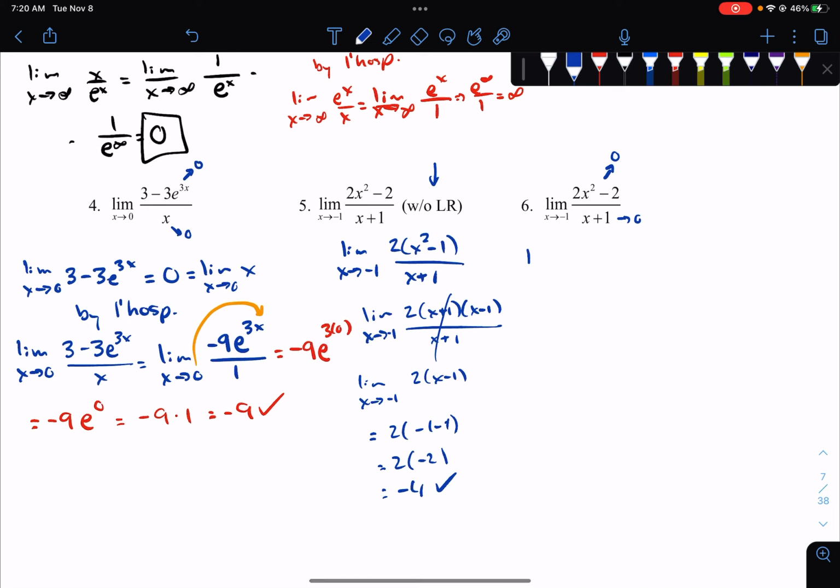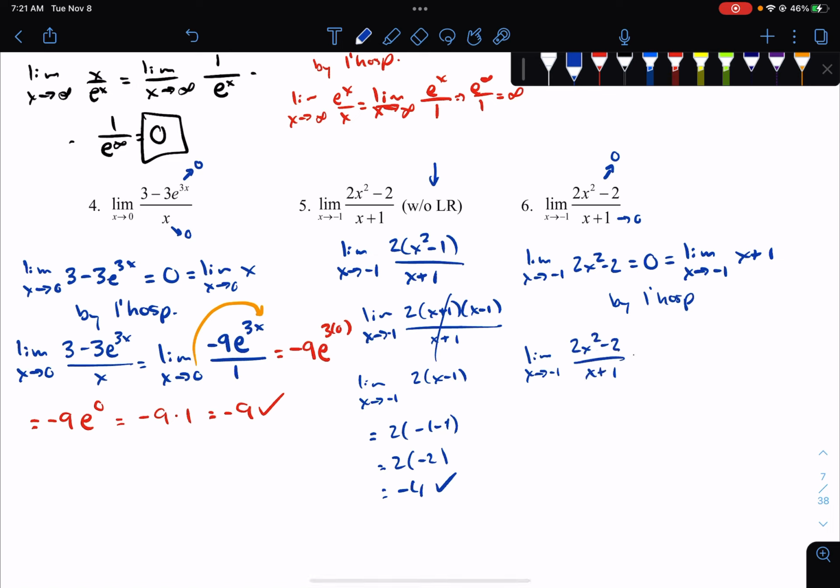So I can say that the limit as x goes to -1 of 2x squared minus 2 equals 0, which is also equal to the limit as x goes to -1 of x plus 1. Since those limits are both 0, by L'Hopital's rule, I can say that the limit as x goes to -1 of (2x squared minus 2) over (x plus 1) is equal to the limit as x goes to -1 of the derivative of the top over the derivative of the bottom.